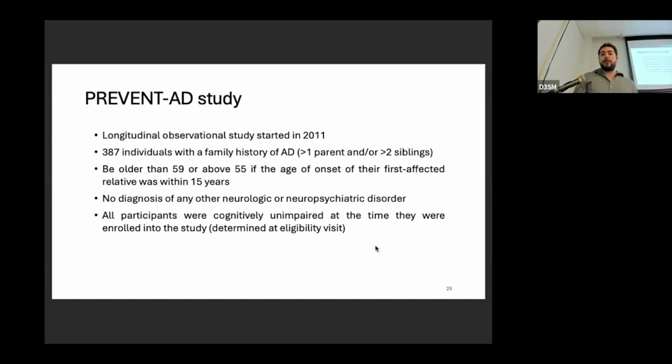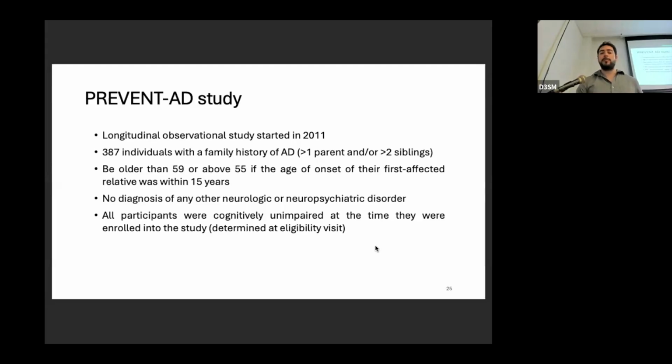So as I mentioned, I've been working with the PREVENT-AD cohort since I started my PhD. Probably you've heard about it, but just to give you an overview, the PREVENT-AD is a longitudinal observational study that started in 2011, and it enrolled 387 individuals with a family history of Alzheimer's disease. This was defined as having either one of their parents or two or more of their siblings diagnosed with Alzheimer's. And they were also required to be older than 59, or above 55 years old if that age was within 15 years of the age of onset of their closest relative that had the diagnosis of the disease.